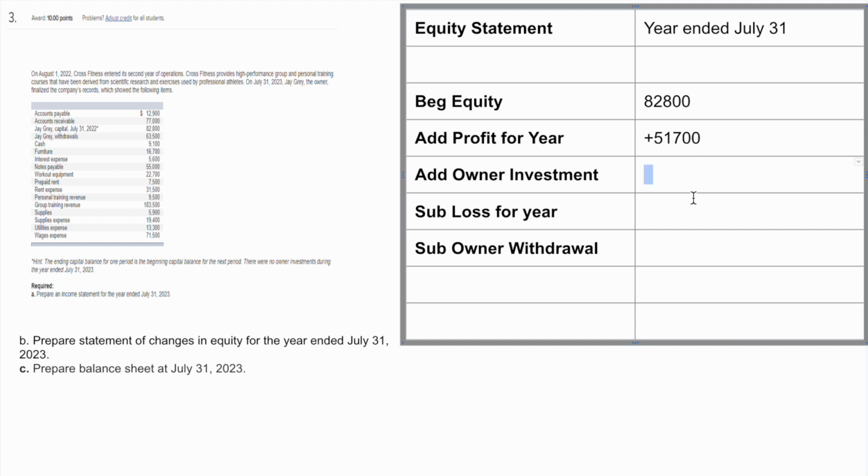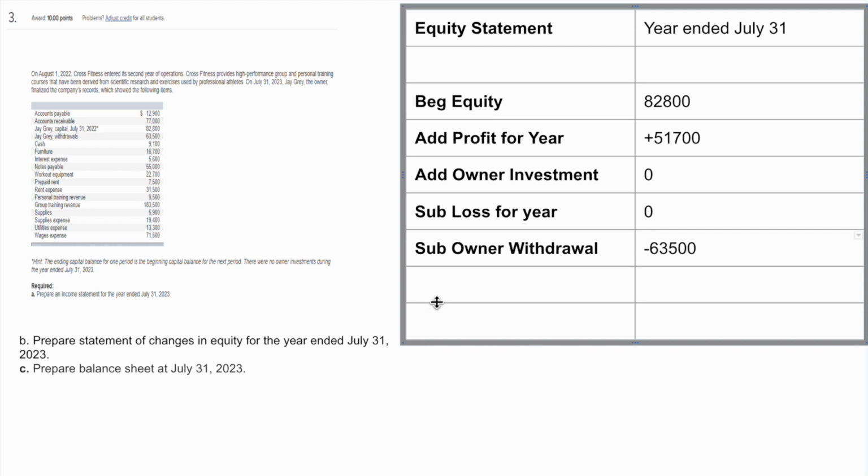Is there any indication that the owner put more money into the business? No indication here that there was any money put into the business. However, there were withdrawals. There were no losses for the year, so there's no investment, no loss, and we have a withdrawal from the owner of $63,500. So we got to make that a minus.